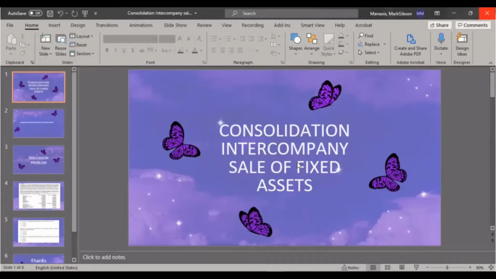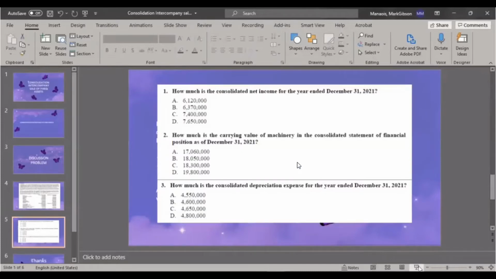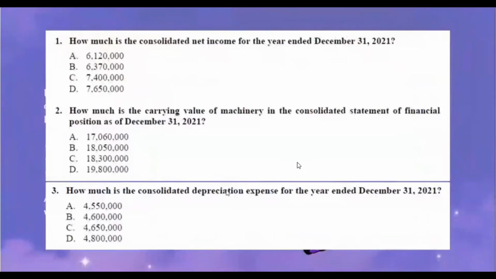So yun. O sige, para lang at least mas malinaw, pag-usapan natin yung treatment naman ng intercompany sale of fixed assets. Una ko muna palagi in solving problems in AFAR, even in management advisory services, look for the requirements first. Kasi there are times na masyado mahaba yung problem and yet konti lang pala hiningi. So there are three requirements here.